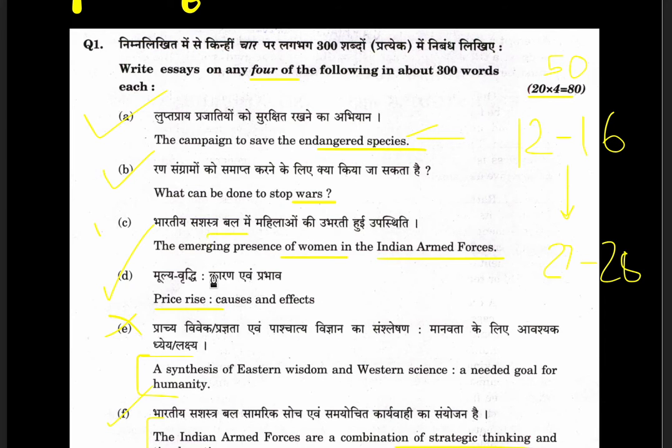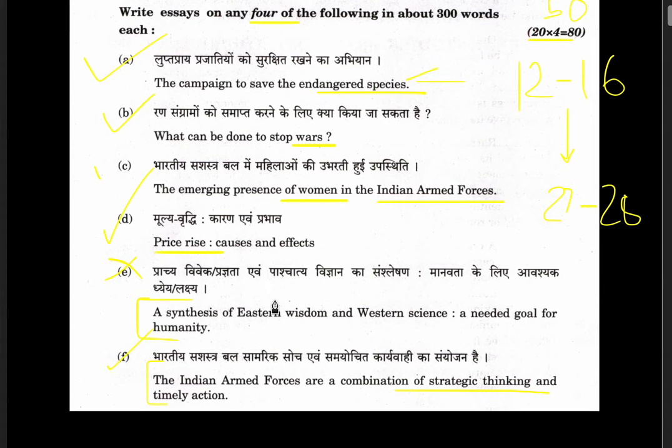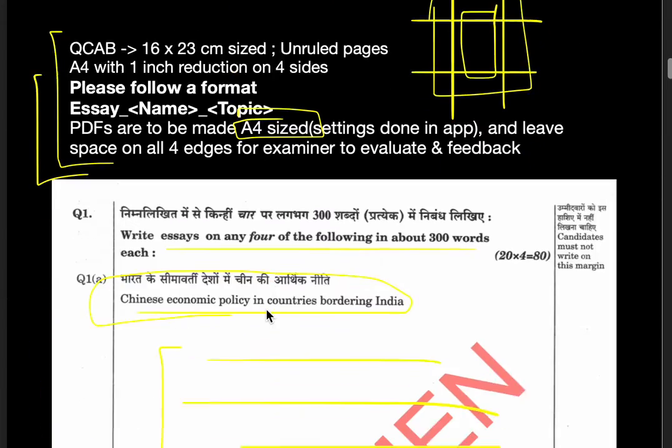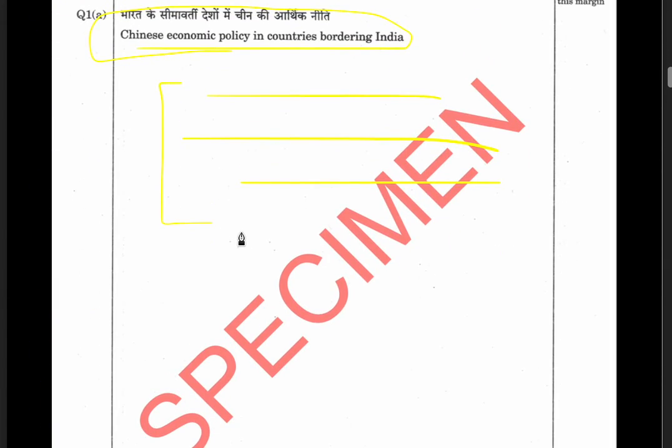Since this has a current affairs relevance, you can start with a current affairs introduction. Here in the first essay, you can start with the static introduction, that conservation and the campaign are very necessary and important for ecosystem balance. You can write your own stuff. So you write the intro here, 1 to 2 lines, then you start with your body.